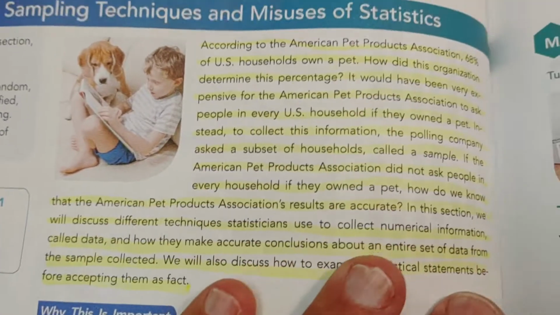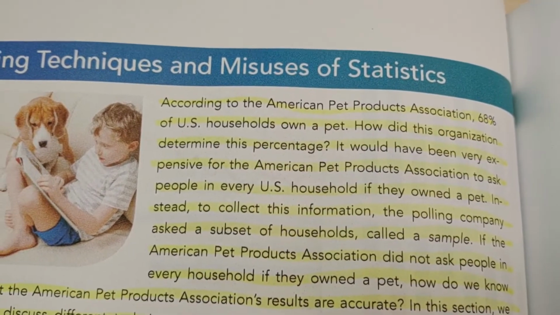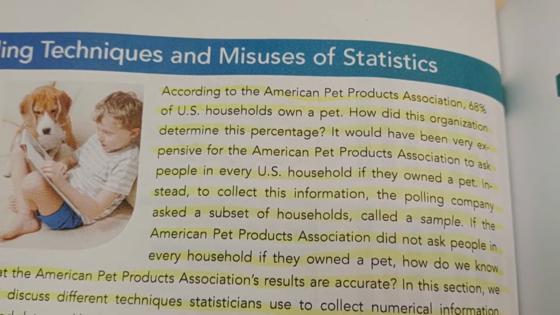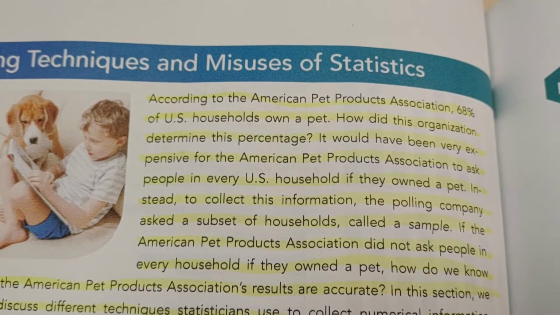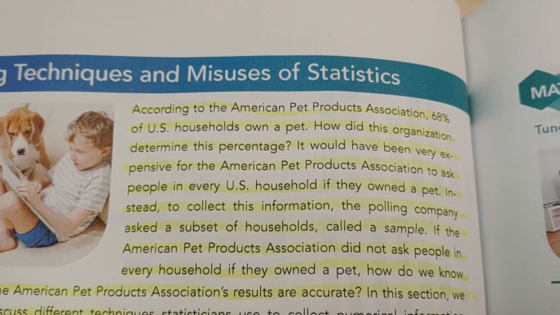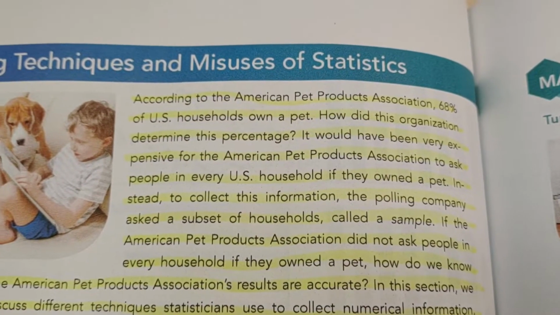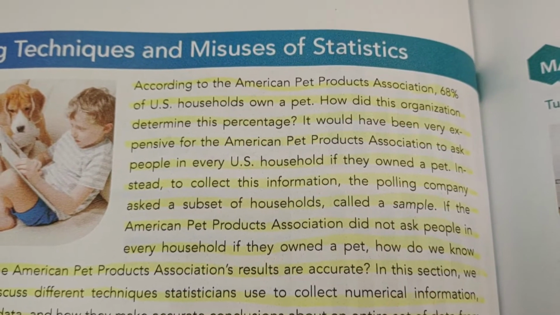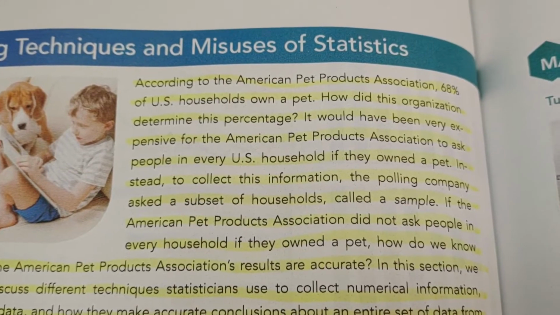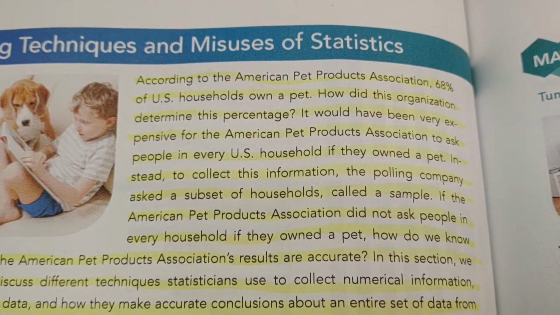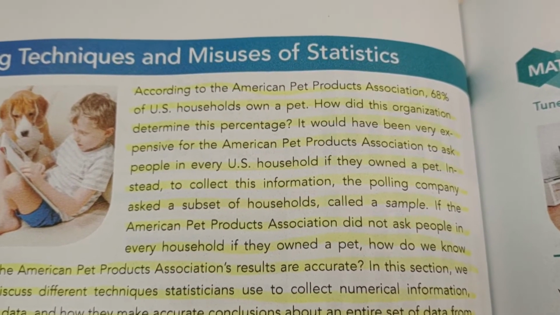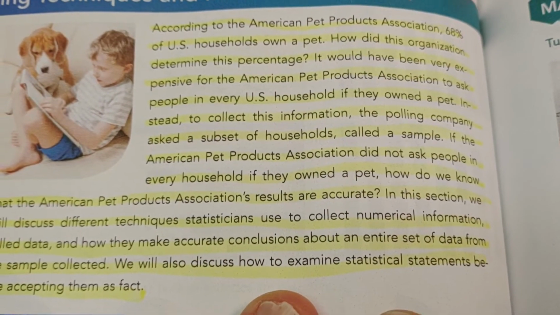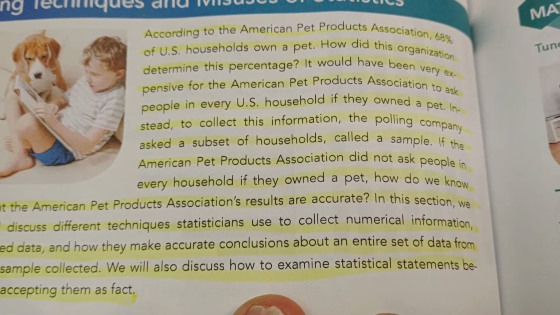So when we come over here, and this is on page 748, it says according to the American Pet Products Association, 68% of U.S. households own a pet. How does the organization determine this percentage? It would have been very expensive for the American Pet Products Association to ask people in every U.S. household if they owned a pet. Instead, to collect this information, the polling company asks a subset of households called a sample.